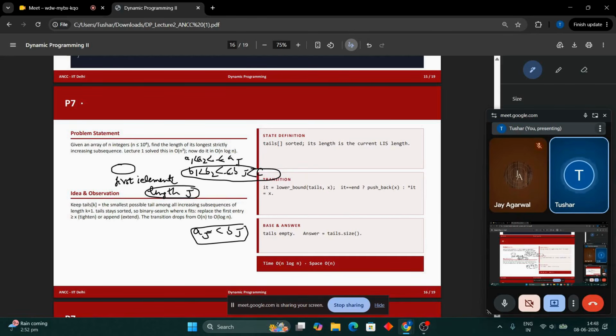Then the claim is that this subsequence can also be formed with the other prefix, since we only care about the length of the longest increasing subsequence. A similar length sequence can also be formed with this prefix. Since c is greater than bj, c is also greater than aj. So the main idea is that if we can somehow maintain this array, that is, the smallest element which can be the last element of an increasing subsequence of length j. Is this idea clear?